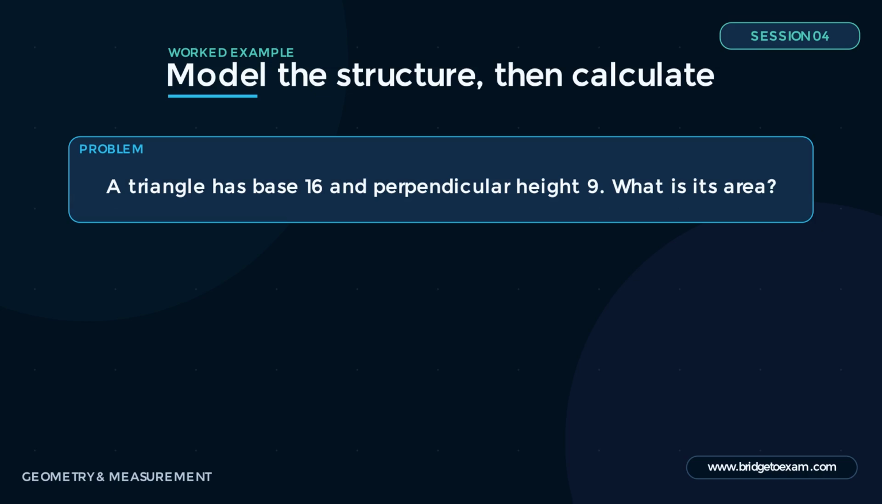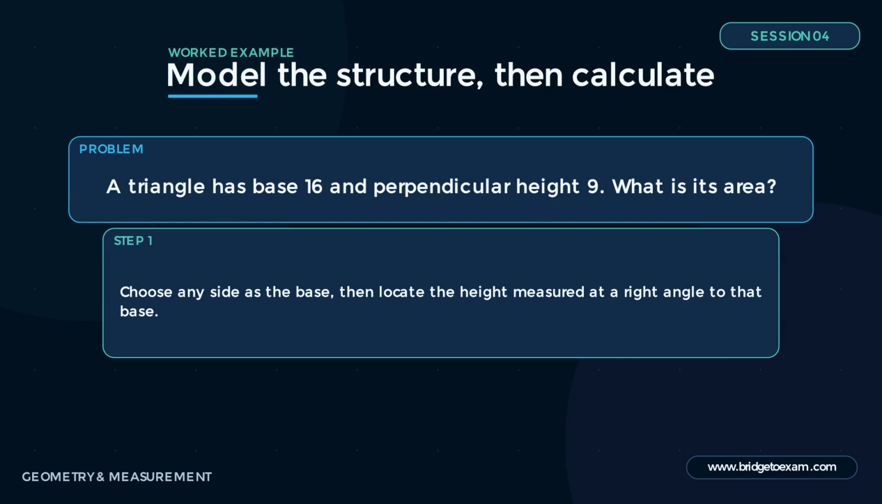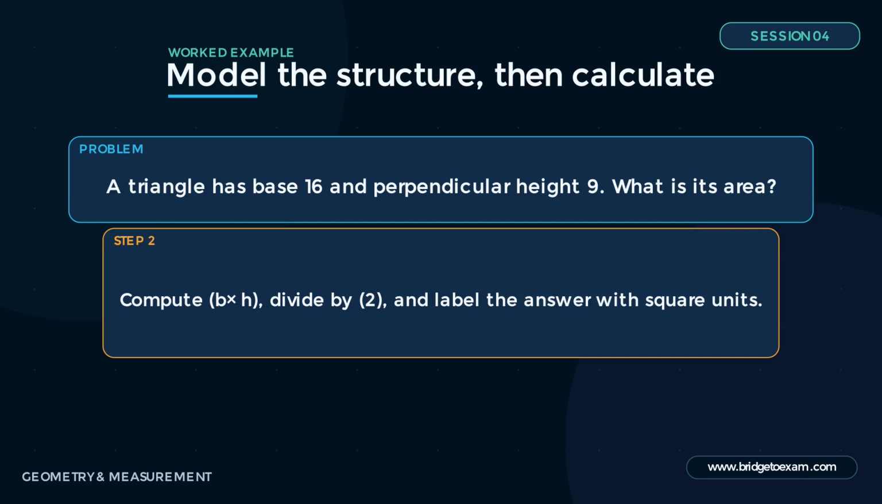Let us model a complete example. A triangle has base 16 and perpendicular height 9. What is its area? Step 1 is to organize the information. Choose any side as the base, then locate the height measured at a right angle to that base. Step 2 chooses and sets up the relationship. Compute b times h, divide by 2, and label the answer with square units.